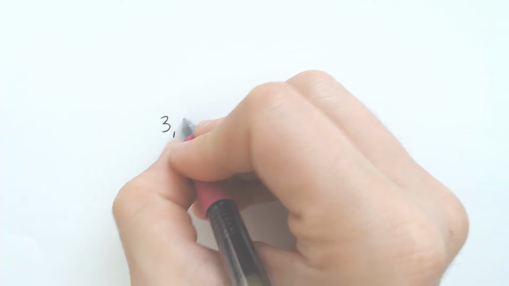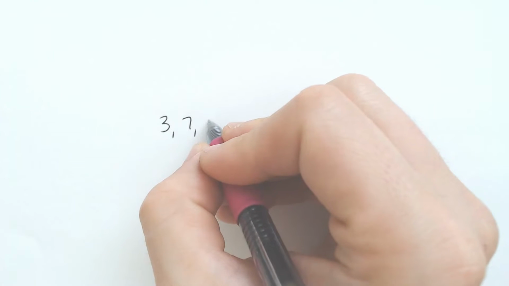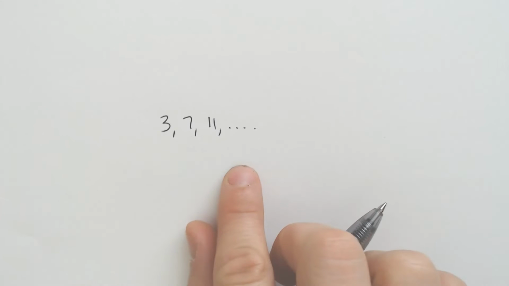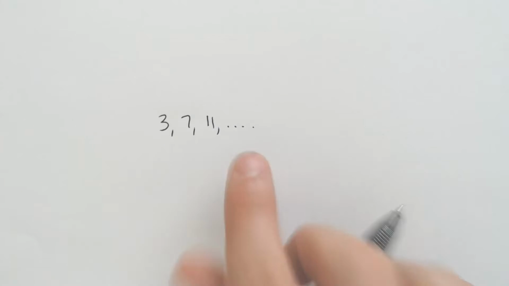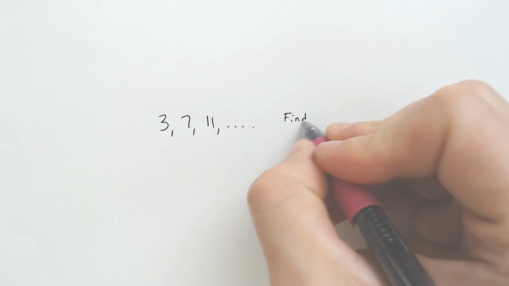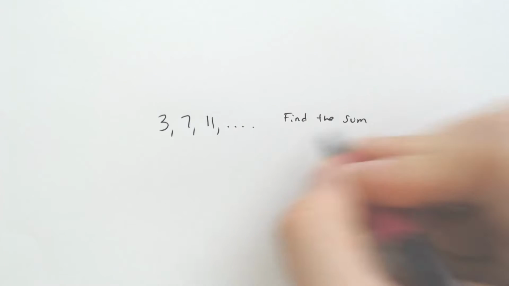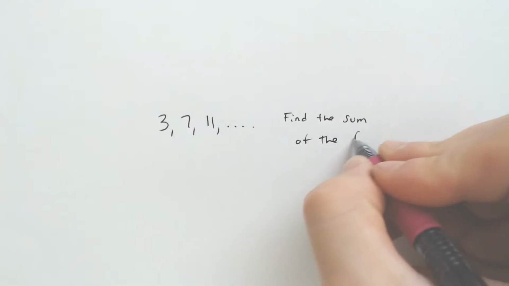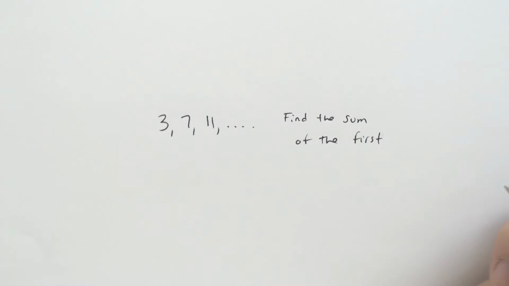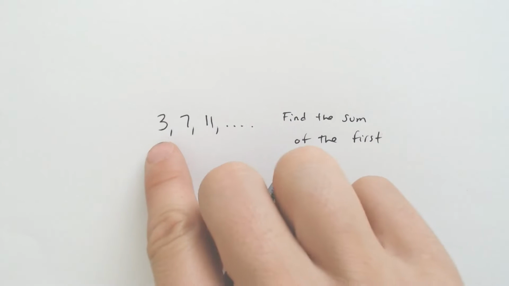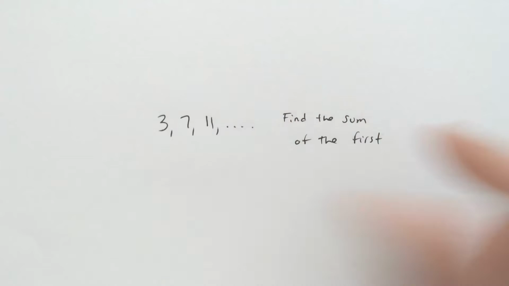Alright, so there are a few different ways that this could be presented. It could be presented quite simply like 3, let's go with 7, and then 11, which is an arithmetic series, we are adding by 4 every time. And I could say find the sum of the first however many terms. So we could find the sum of the first 3 terms. We could do 3 plus 7 plus 11 and just add them together.